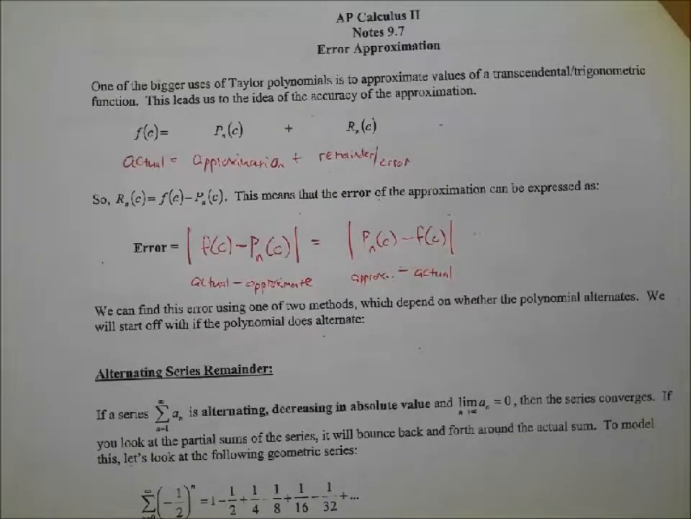So we're going to find this error using one of two methods, and it depends on whether or not the polynomial alternates. Today, we'll be focusing on the one where the polynomial alternates, and then tomorrow we'll look at the one where the polynomial does not alternate.